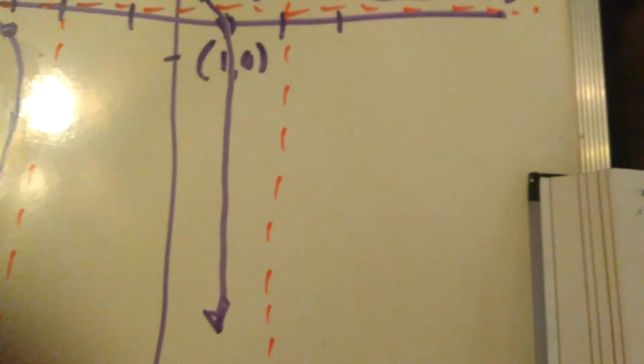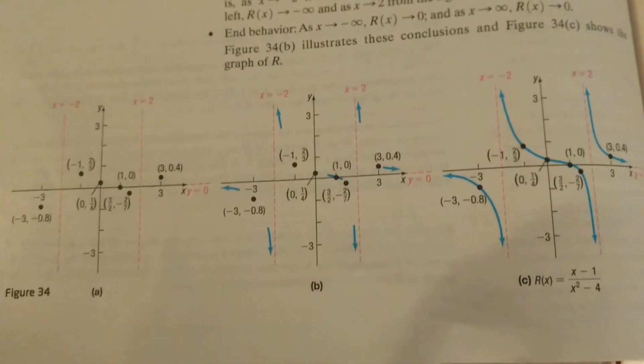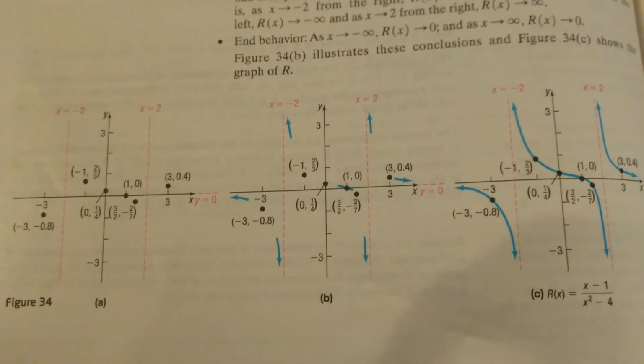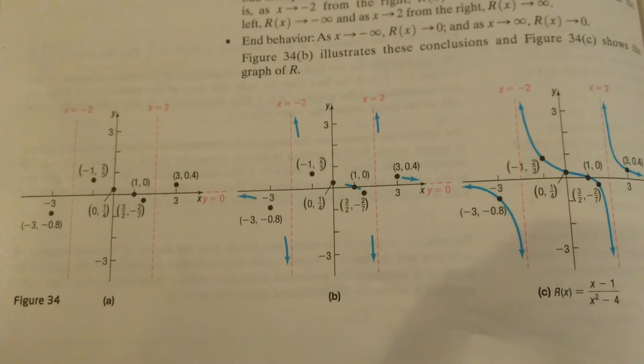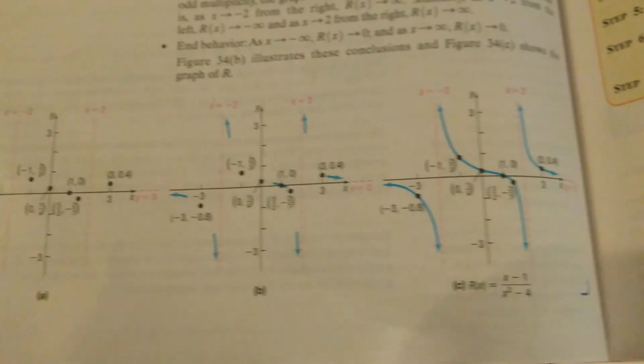If you want to see it, the diagram in the book is much better. Here's the diagram in the book. They're using a few more points. Basically, they're doing the same thing that I did in terms of this. They're coming up with the same graph. This is on page 366 of your textbook.